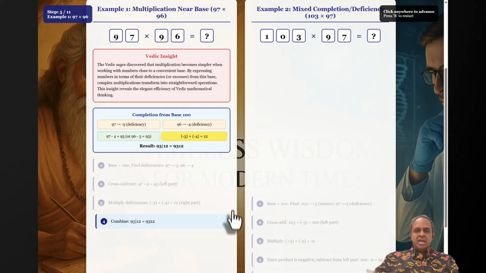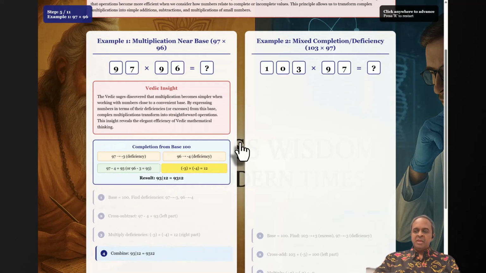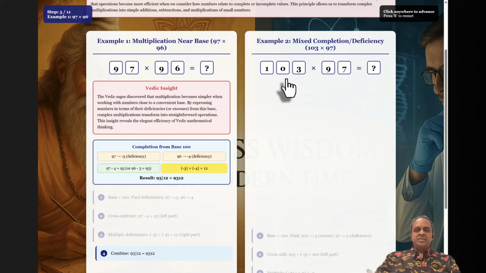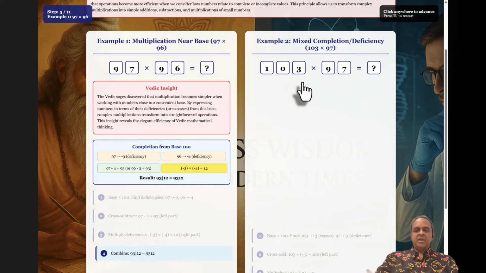Okay, so let's look at another example. This time we will take the mixed case of excess and deficiency. What that means is, in this case, 103 times 97. That means one is excess and the other is deficient, right? Like we said, it could work for either case.